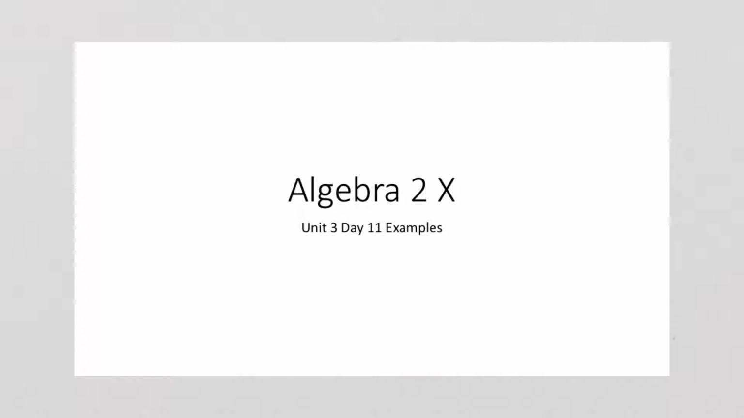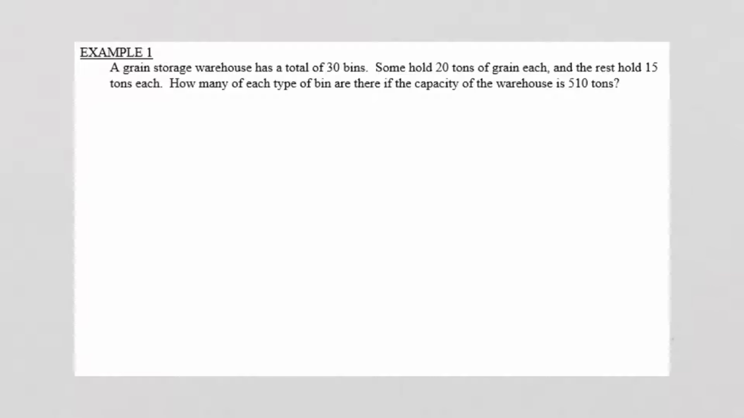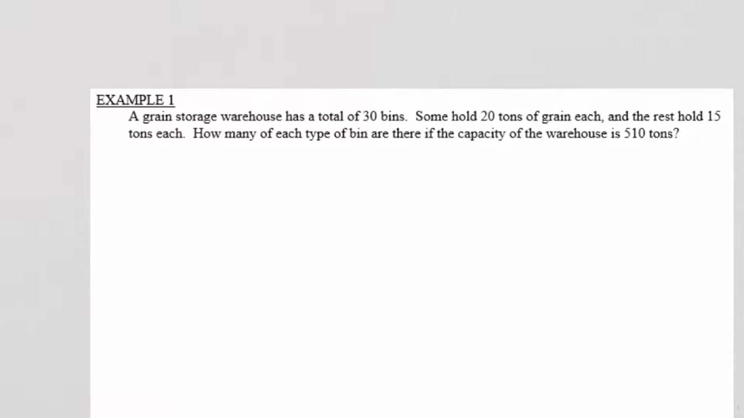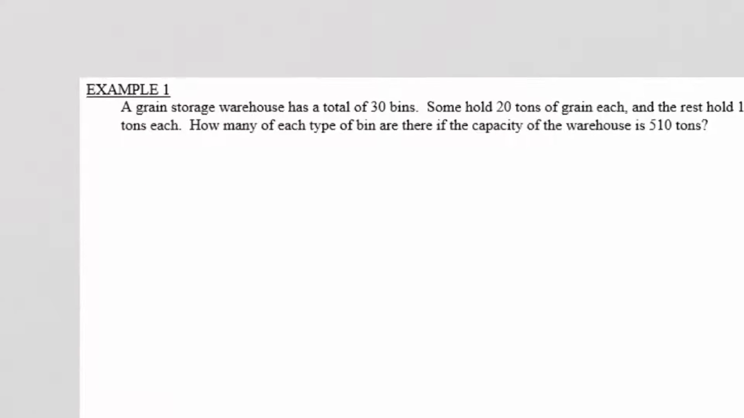Today we are doing Unit 3, Day 11 on solving word problems. To do that, we have to first define our variables, write our system, then solve our system. So to define our variables, we need to ask, what is the question asking? This question is asking us how many of each type of bin are there in the warehouse.